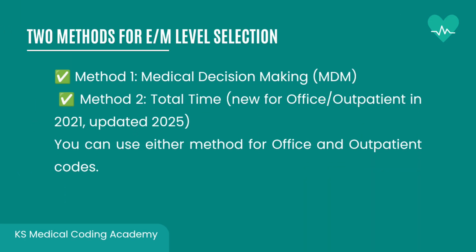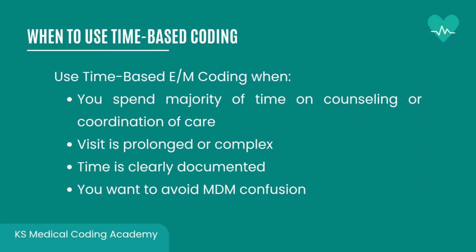Remember, for office and outpatient visits, you have 2 valid options to choose your EM level: medical decision-making, which we covered in Day 7, or total time, which we'll learn today. You only need to use one method, whichever results in the most accurate level. So when should you use time? Time-based EM coding is great when the provider spends most of the visit counseling or coordinating care, the patient has multiple complex issues, or when MDM documentation is unclear or borderline. Just make sure the provider documents the total time clearly.